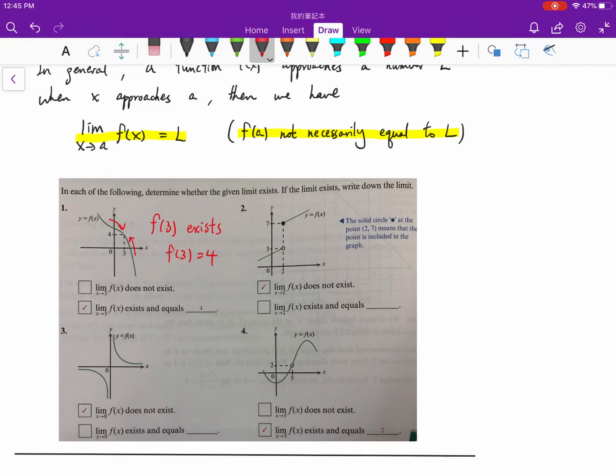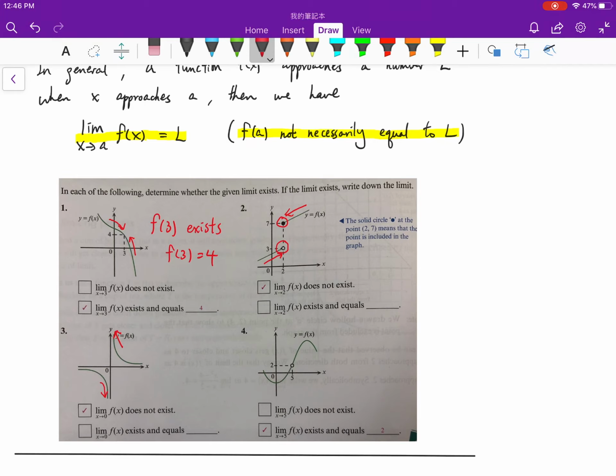For question 2, when x approaches 2 from the left hand side, it's approaching 3. But from the right hand side, it's approaching 7. Because these two are not matching, the limit does not exist. For question 3, from the left hand side, when x approaches 0, it goes to negative infinity, meaning a very, very small number. And from the right hand side, it goes to positive infinity, meaning a very, very big number. So the limit does not exist.